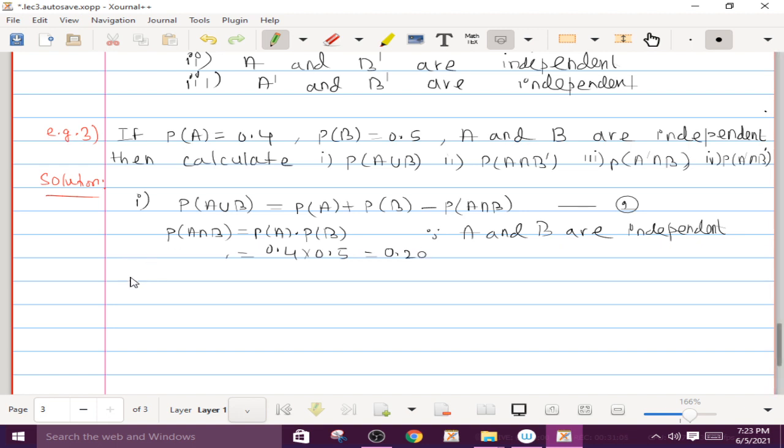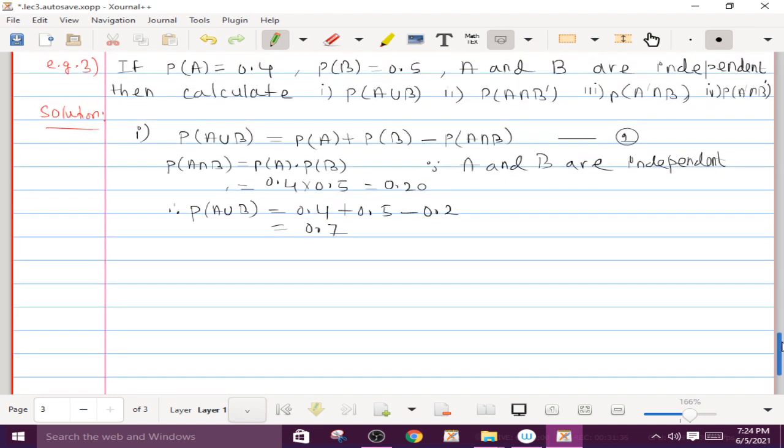Okay, so now put this value in the first equation. Therefore, probability of A union B is equal to probability of A, 0.4, plus probability of B, 0.5, minus 0.20. So 0.4 plus 0.5 is 0.9, minus 0.2, is 0.7 or 0.70. Okay. Next one.